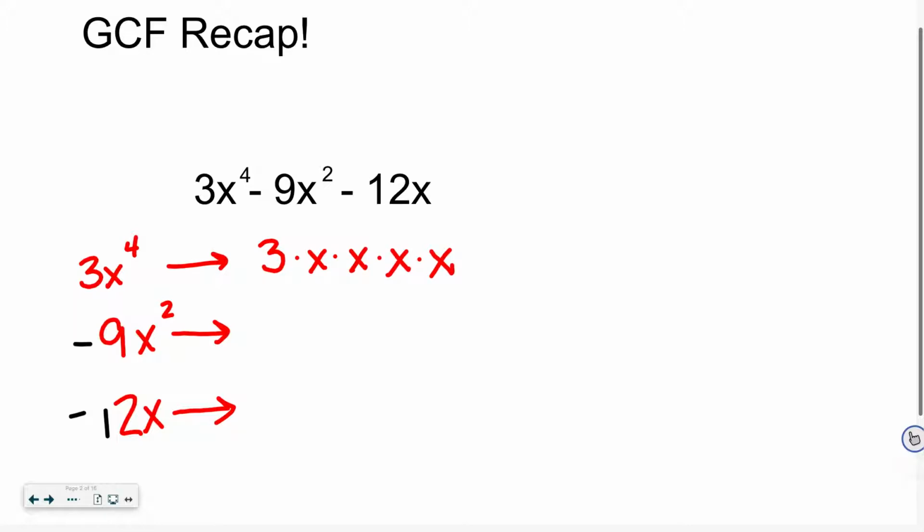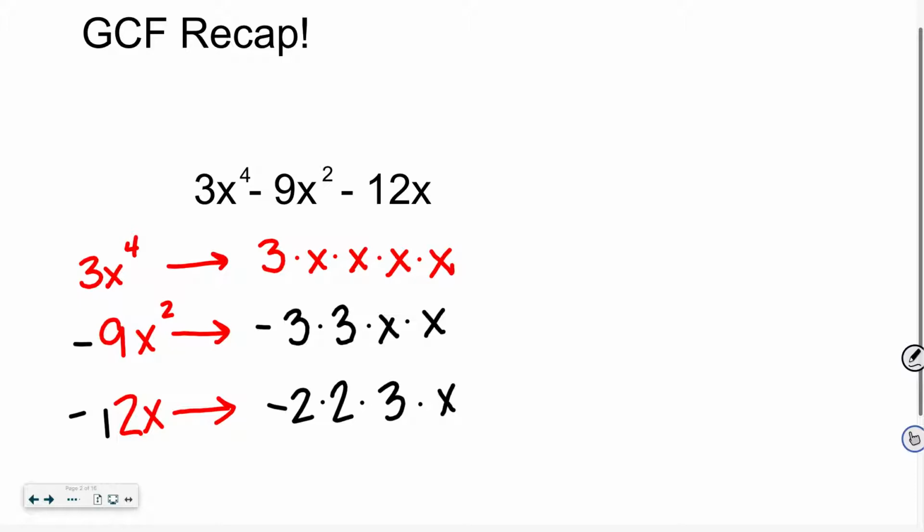x. Who can share how we could break out negative 9x squared? Leslie. How about negative 12x? Tamara, go ahead. Negative 2 times 2 times 3 times 3 times x. Check that again. Negative 2 times 2 times 3 times x. Good.